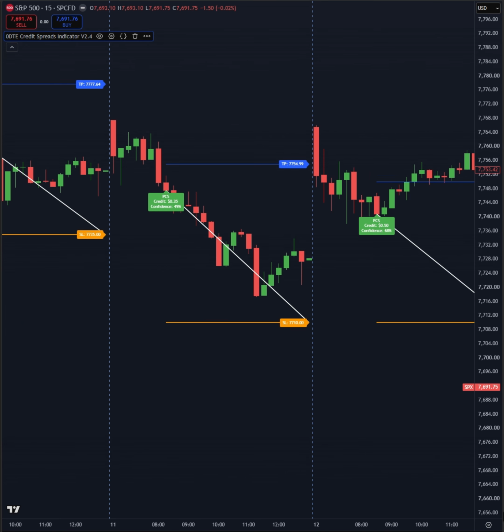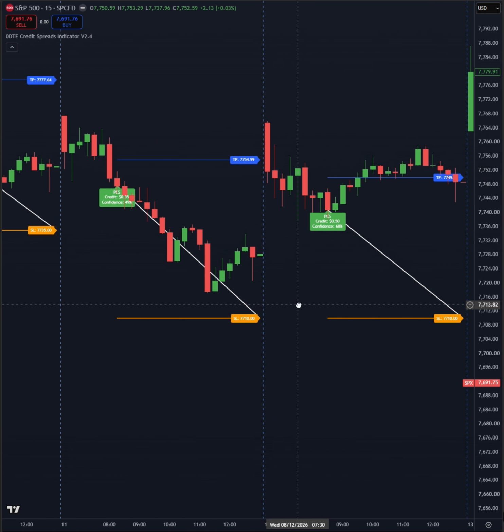What's up, everybody? So today we're going over the newest update for the 0DTE credit spreads indicator, version 2.4. You'll see some pretty cool updates, but the foundation and fundamentals of the original one are still in place. So it's really just more visual stuff for your backtest table, things like that. But some really cool updates.